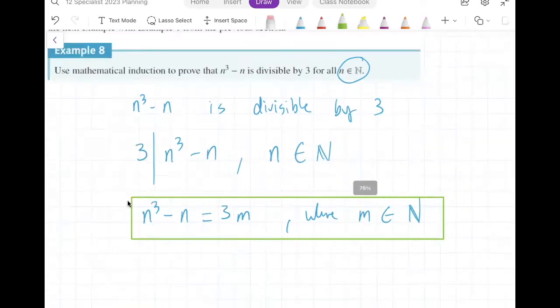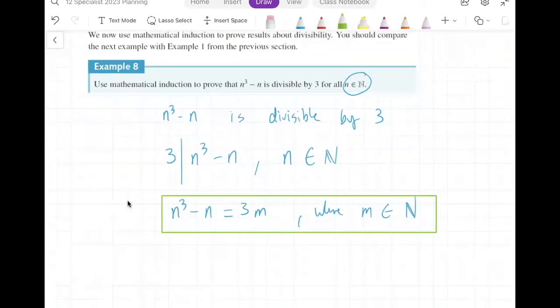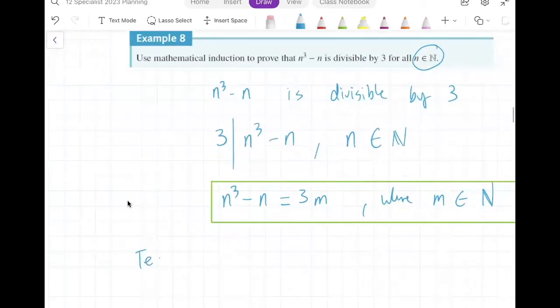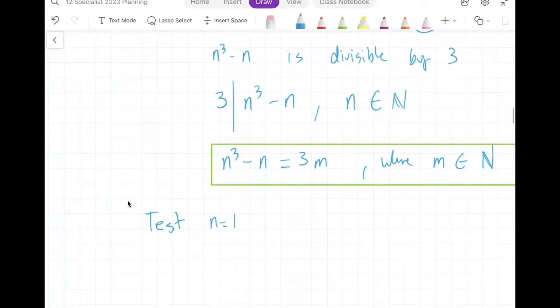In terms of breaking this up into our steps, just bear in mind, we don't need to show this working out. We can simply start here at my test step. So I'm going to test if n is a natural number. Like I said, it doesn't include 0. So I'm going to start at the number 1. So test n equals 1. If I do n equals 1, I get 1 cubed minus 1. That's going to equal 0.